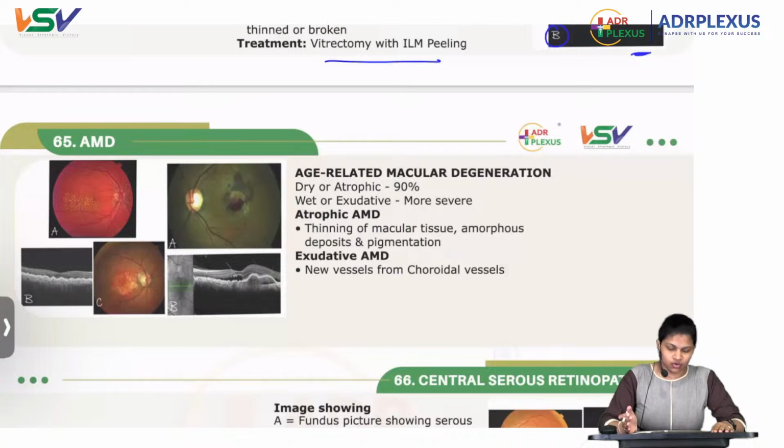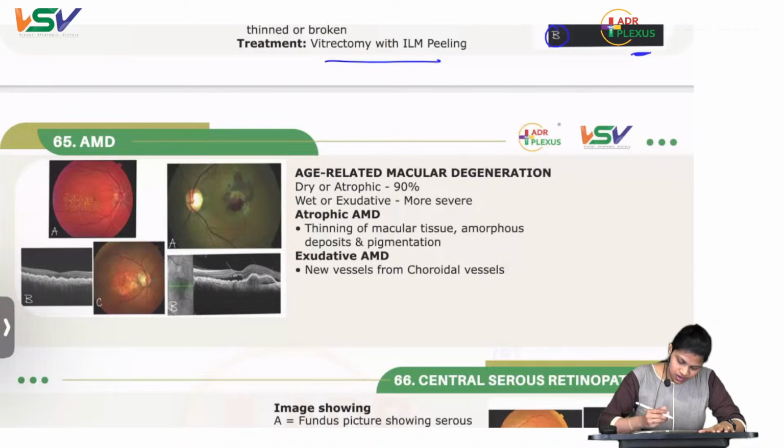Okay, so in drusen, so what is a drusen? These are the drusen. You can see this yellowish material, right?